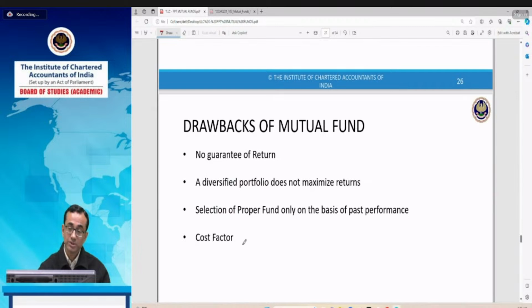Now, there are some drawbacks or disadvantages in case of a mutual fund. There is no guarantee of return, because as you have heard in the advertisement also, mutual funds are subject to market risk, read the offer documents carefully. So there is no guarantee of return, especially in case of equity fund, because the markets may come down and the returns may be lesser.